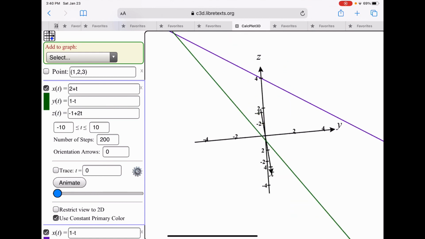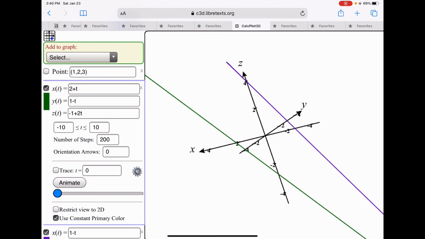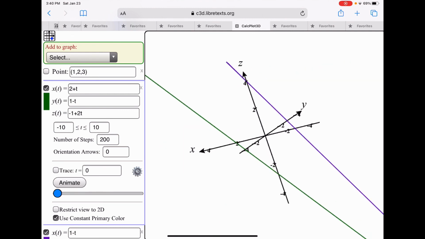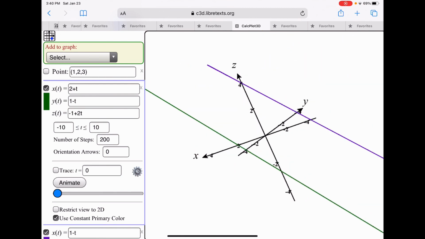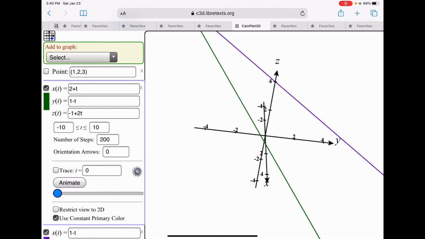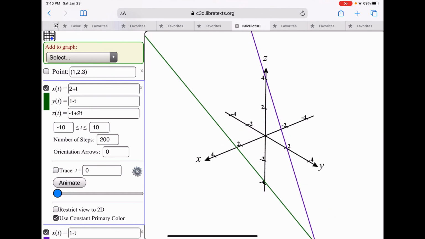If you look at the perspective on it, you can see that one line is kind of going underneath the other line, and then they never quite intersect. So these two lines are skew. So they're not parallel and they don't intersect.